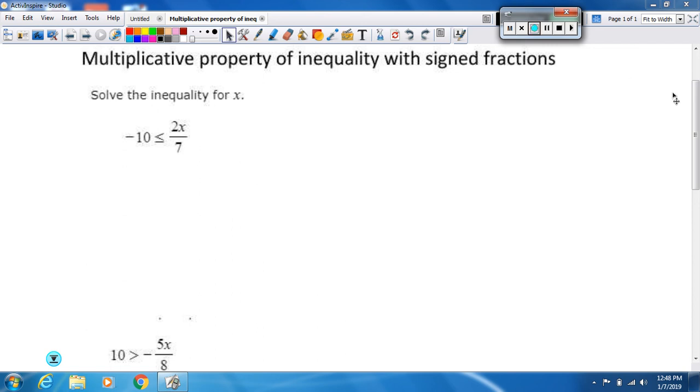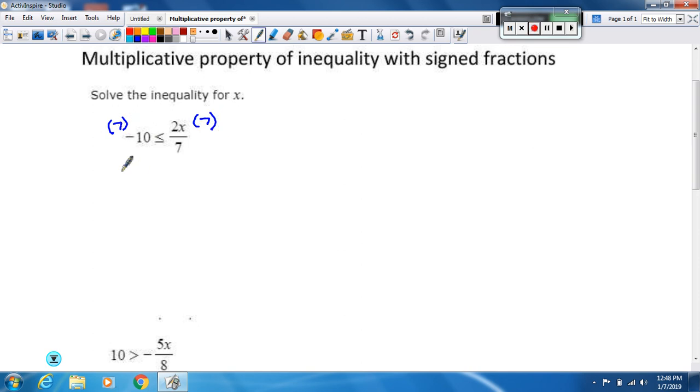Solve the inequality for x. Okay, the first thing I noticed is that there was a fraction, and I always like to get rid of the fraction by multiplying both sides by the denominator, so it works like this. Since I'm wanting to get rid of the 7, I'm going to multiply both sides by 7.